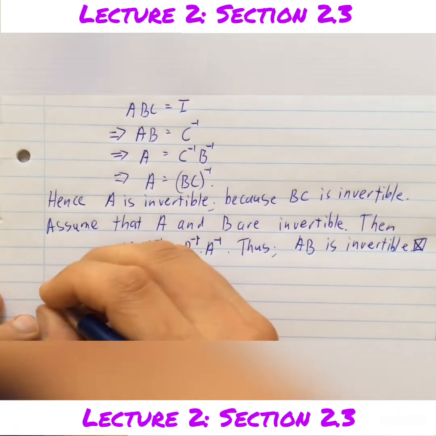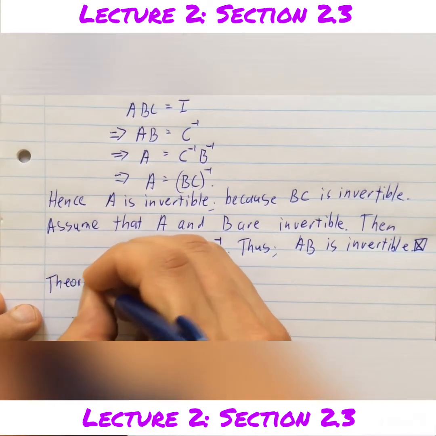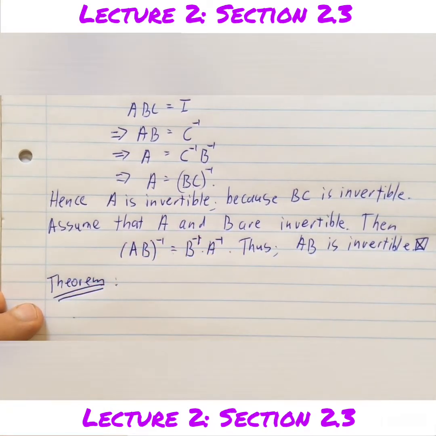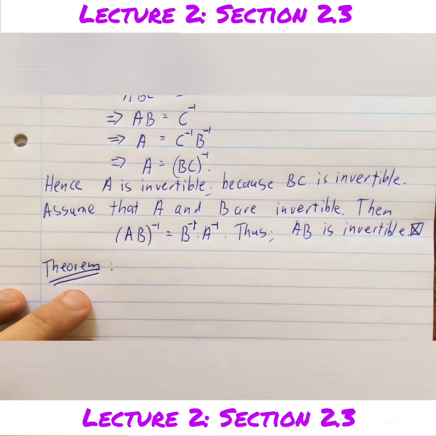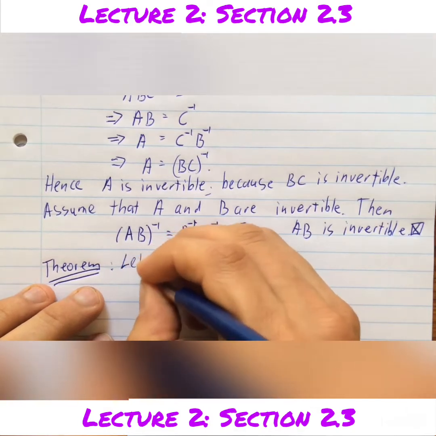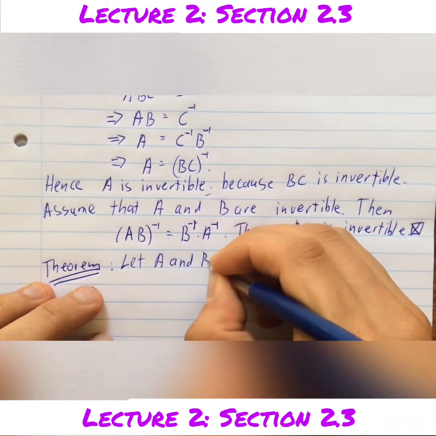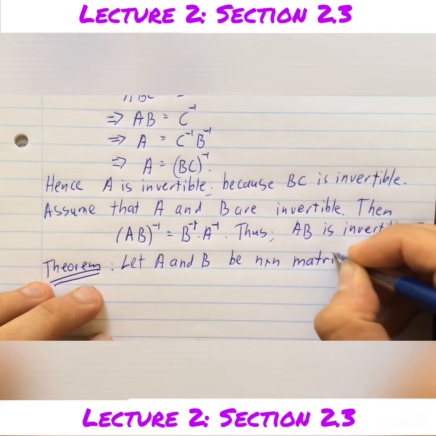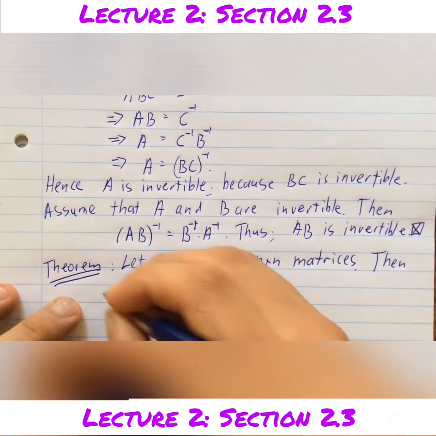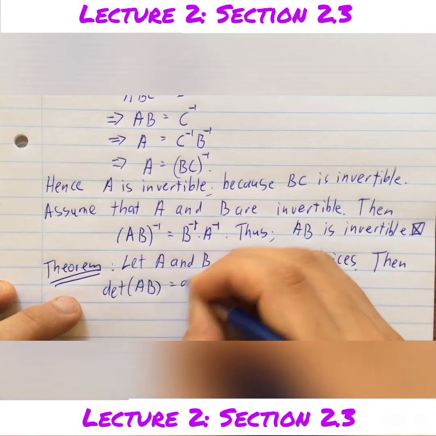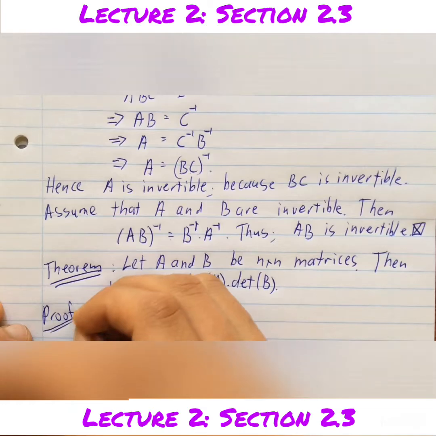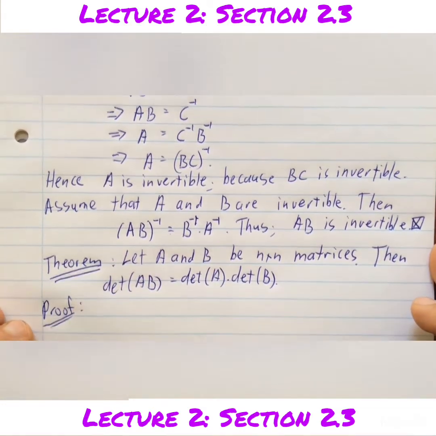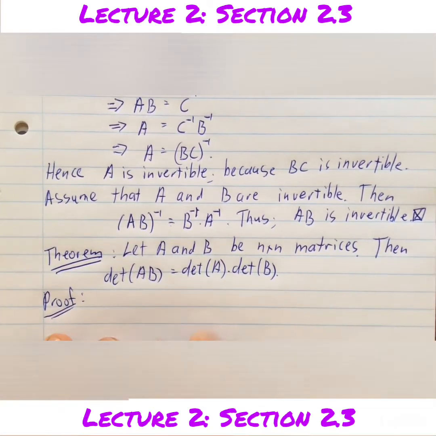Remember, we said that we wanted to check why the determinant distributes over the product. Again, if we take two square matrices, then the determinant of the product is equal to the product of the determinants. So let's quickly look at the proof here. Again, it's an application of everything we've done up until now in section 2.3. We have to look at two cases.